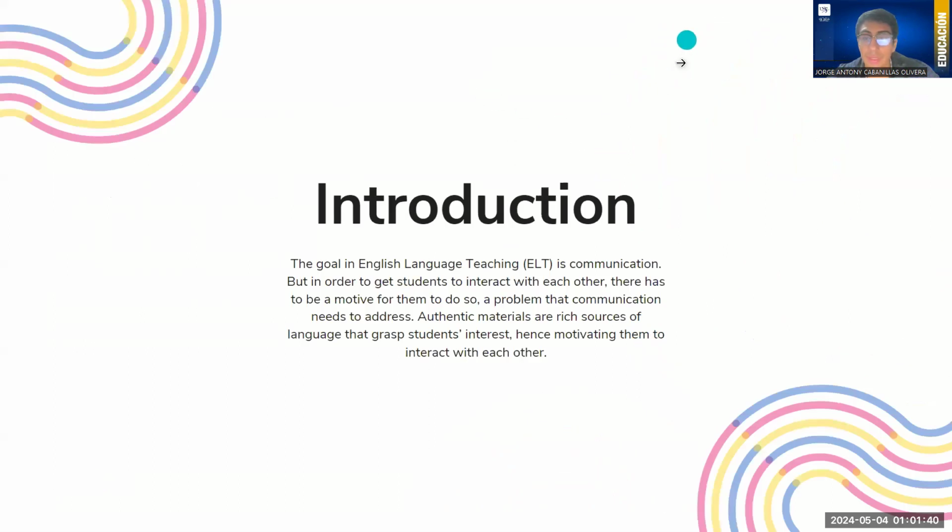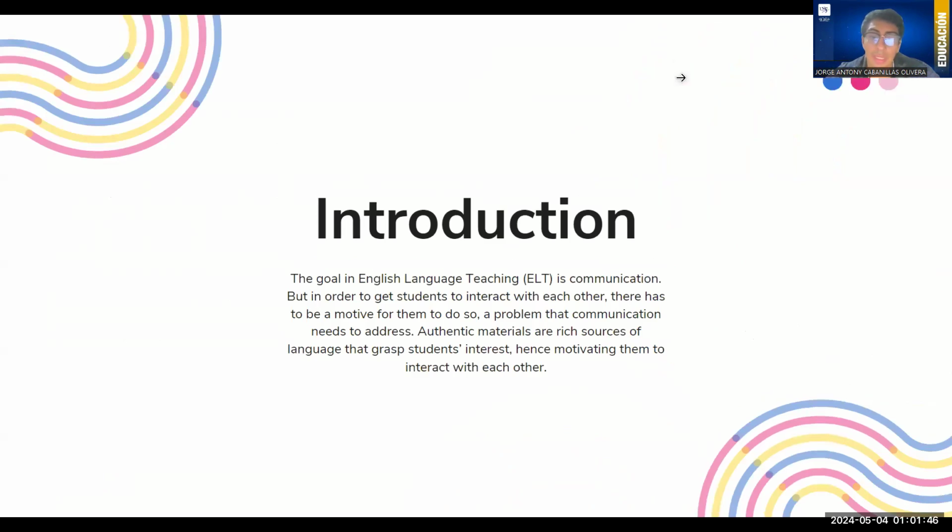Okay, first, let's start with the introduction. The article mentions something interesting: since the goal in ELT, English language teaching, is communication, the activities that are done in the classroom should aim at developing students' communication.